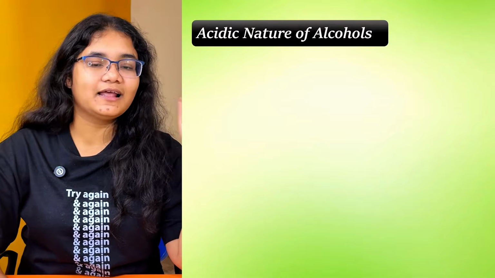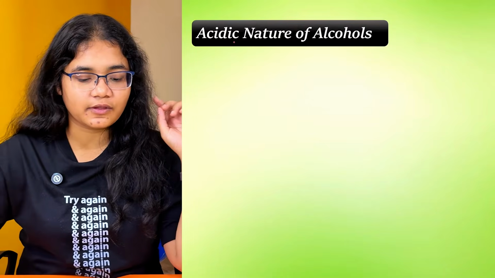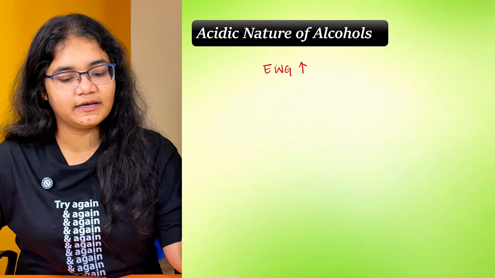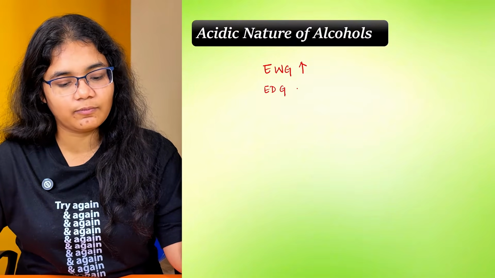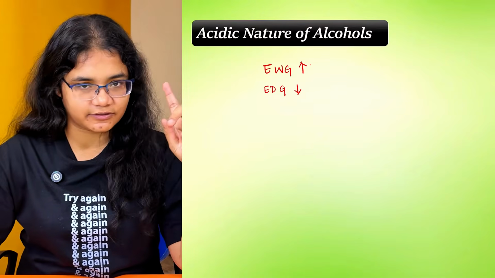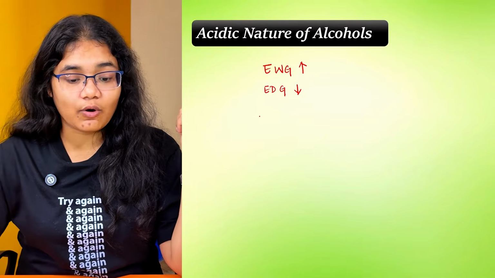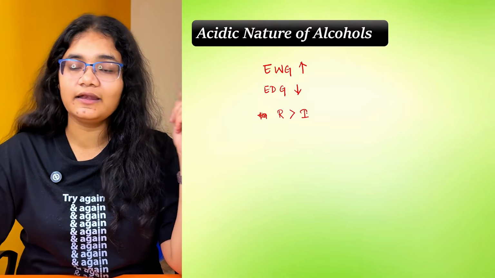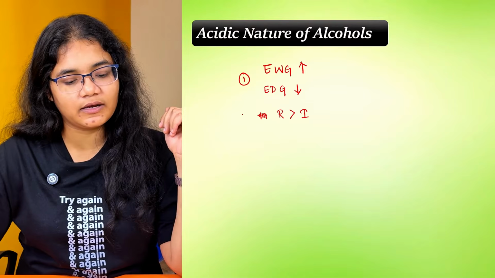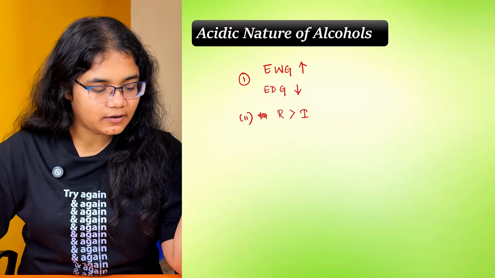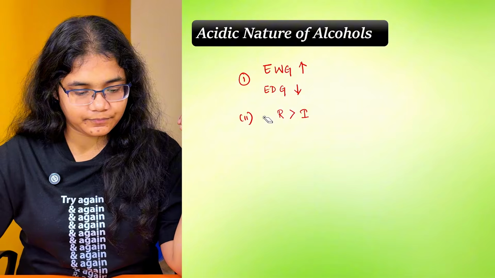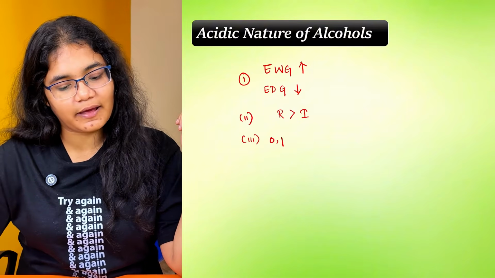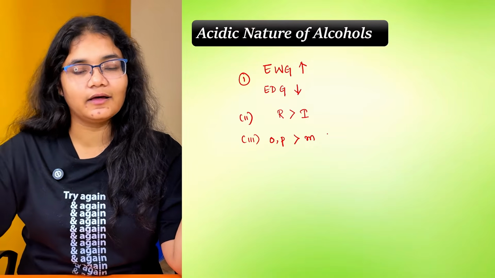Now we will understand the acidic nature of alcohols and phenols. There's a basic rule here: if you have an electron withdrawing group, acidity will increase, and if you have an electron donating group, the acidity will decrease. That's the first thing. Next, the resonance effect is always more powerful than the inductive effect. This is point number 1 and this is point number 2. Next, the third thing is that ortho and para positions will have more impact than the meta position.